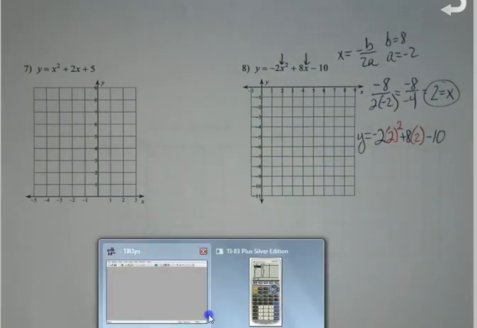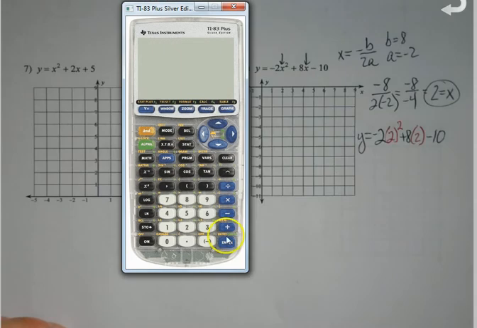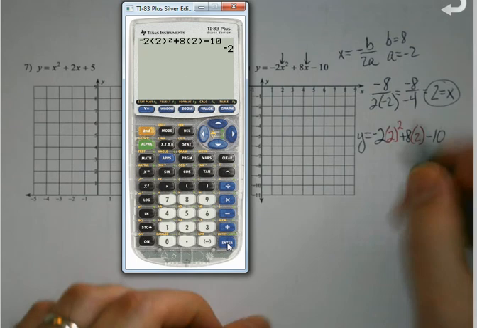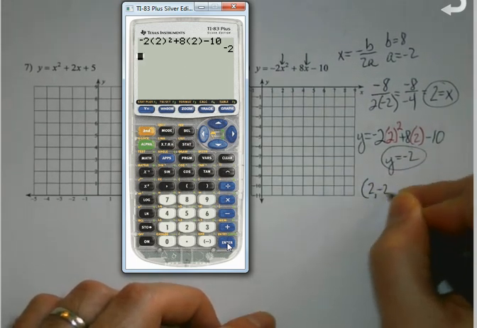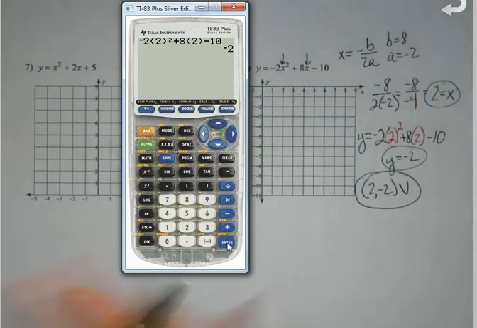And again, absolutely no harm. Oops, that's not what I wanted. There we go. Okay, I don't need to type it in there. Make sure I get that typed in good. My y value ends up at negative 2. And I have my vertex. So 2, negative 2.